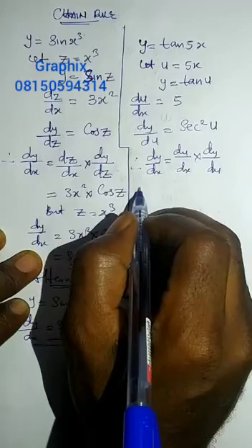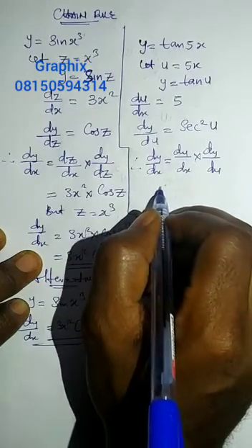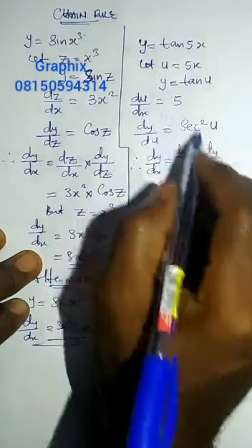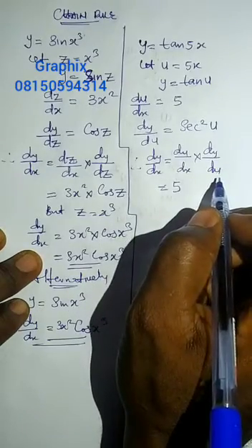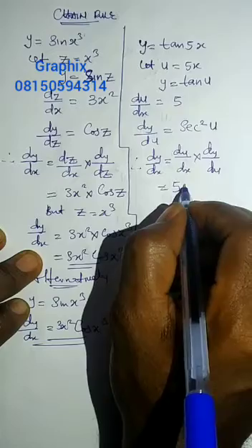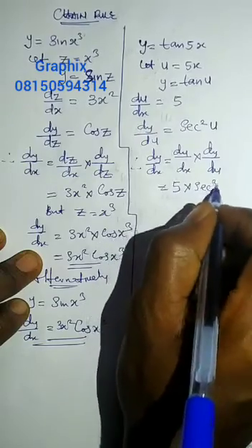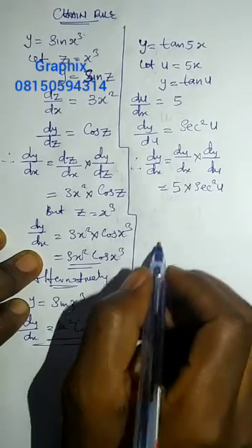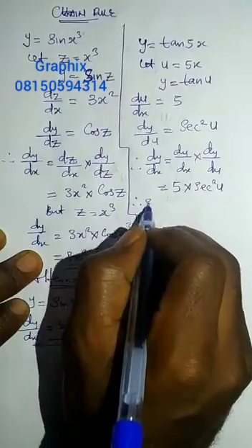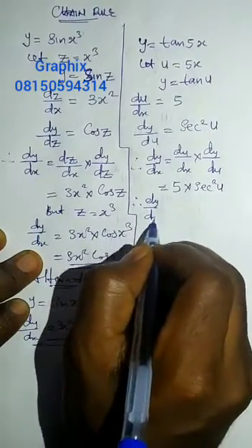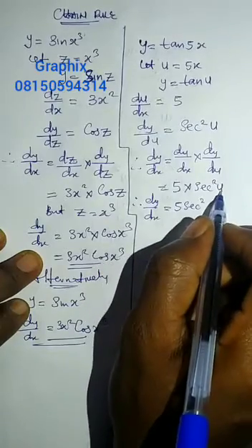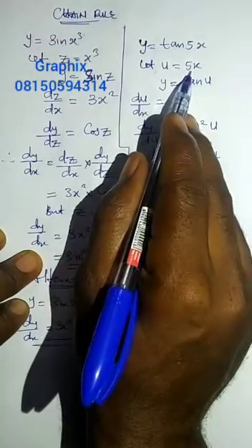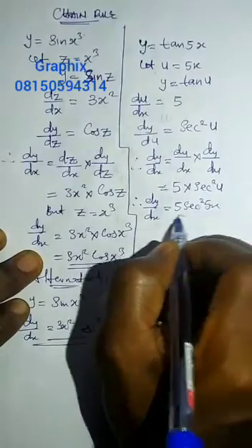So the question is now, what is my du over dx? And that is 5. And what is my dy over du? And that is sec square u. So therefore, my dy over dx will give me 5 sec square u. What is u? u is 5x. So that's my answer.